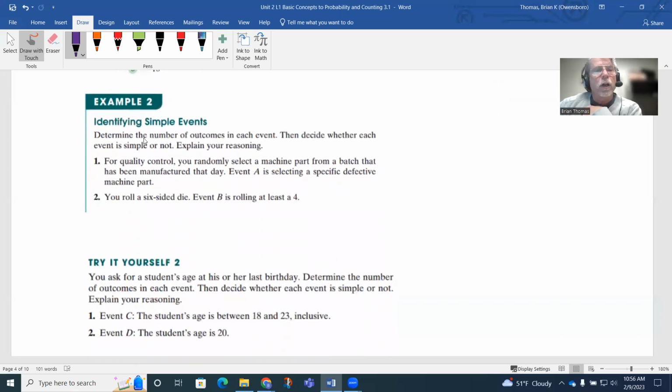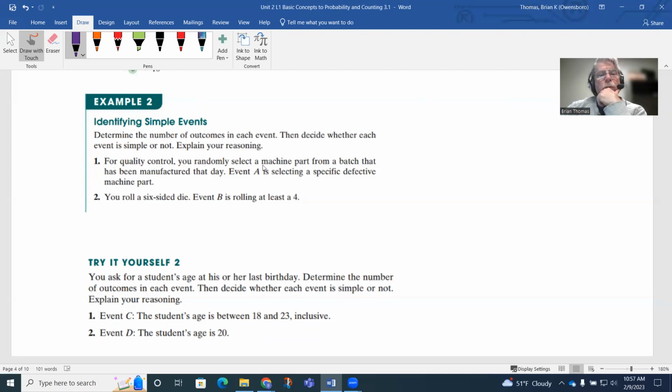Determine the number of outcomes in each event, then decide whether each event is simple or not. Explain your reasoning. For quality control, you randomly select a machine part from a batch that has been manufactured that day. Event A is selecting a specific defective machine part. It says determine the number of outcomes in the event. I don't think we can actually determine the number of outcomes in the event, but we can recognize if it's simple or not.